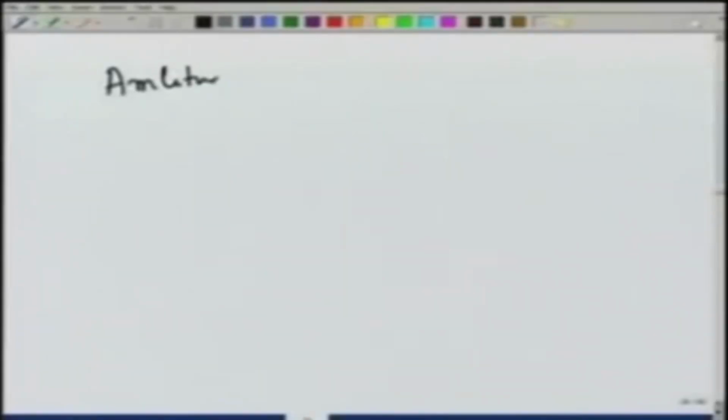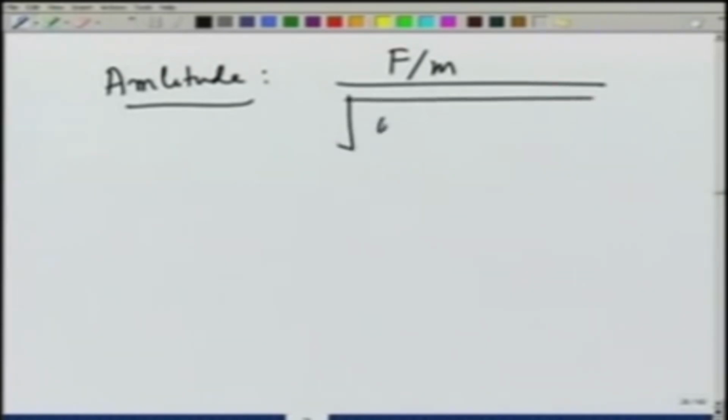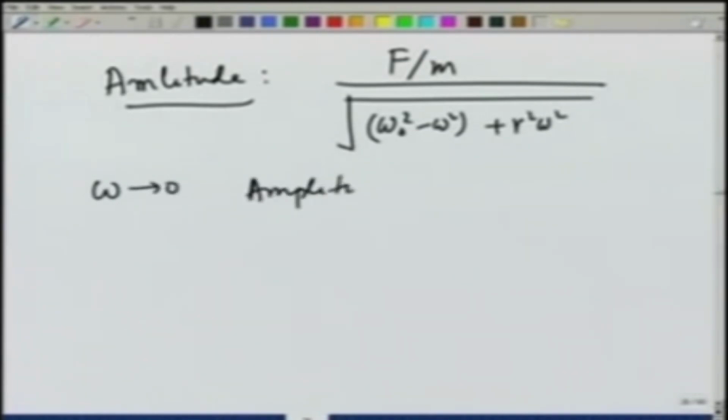So, the amplitude in this case is f over m divided by square root of omega naught square minus omega square, the whole squared, plus gamma square omega square. When frequency goes to 0, the amplitude goes to f over m omega naught square, which equals f over k. That means, at 0 frequency I am applying just a constant force and the mass is displaced.